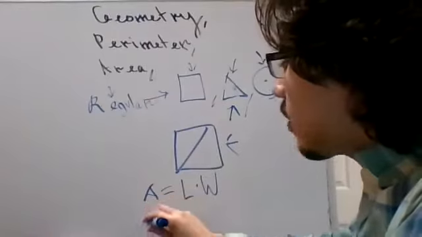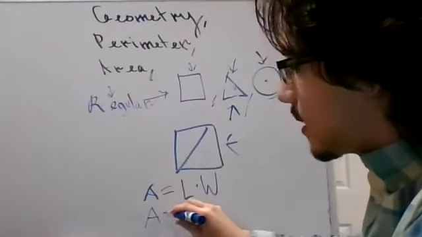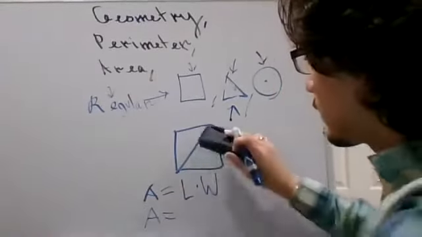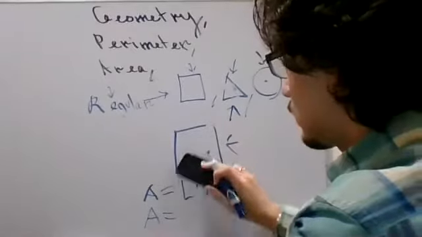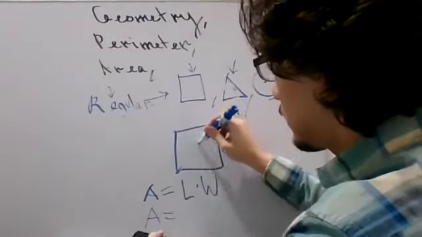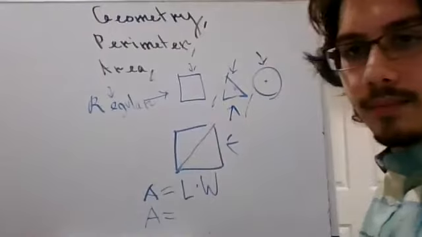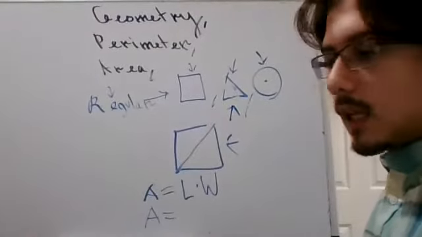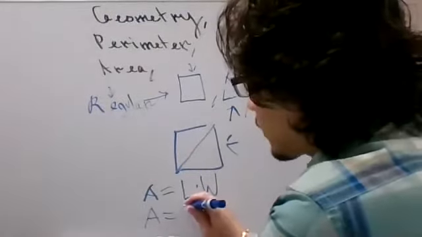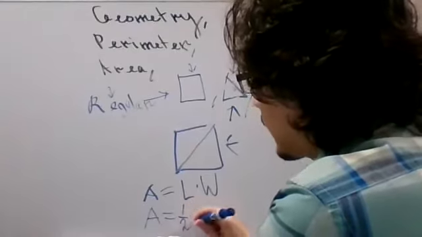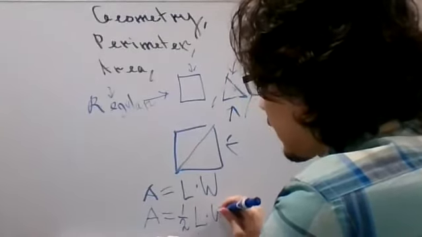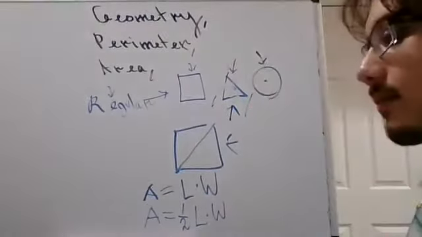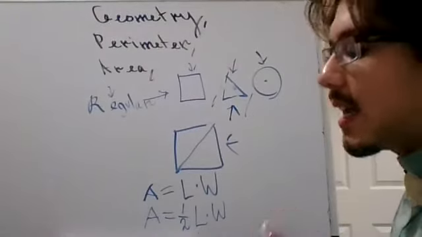Does anybody know what the area of a triangle is? Very well. The area of a triangle is 1/2 length times width. Does anybody see a connection?